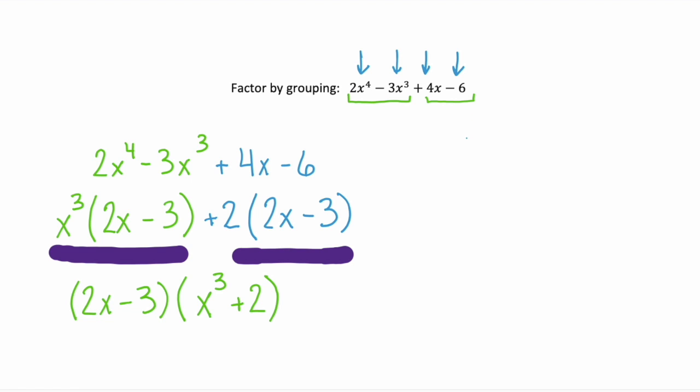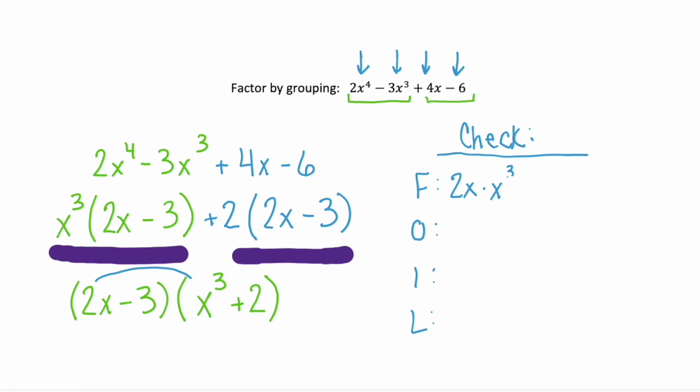Now remember that with most math, you can always check your answer to verify that it's correct. And here to check, we're going to use FOIL. So remember FOIL says F, first, so you multiply the first two terms together, which here is 2x times x cubed, or 2x to the fourth.